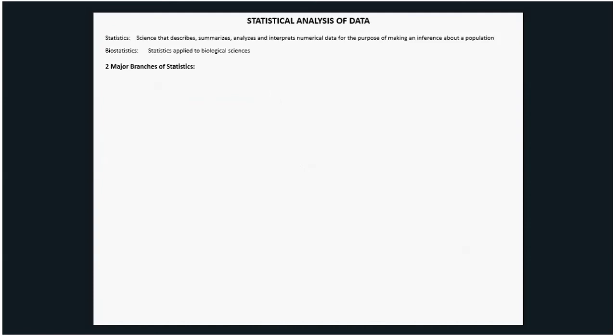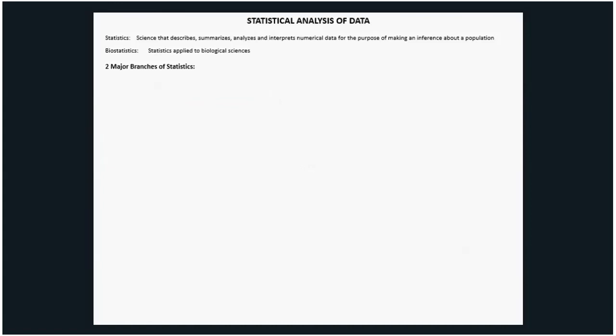So let's look at the statistical analysis of the data. How are we going to do this? When we talk about statistics, it's a science that describes or summarizes or analyzes, interprets this numerical data for the purpose of making an inference about a population. When we talk biostatistics, we're talking about biological sciences. That's where we're talking about diseases, cures for diseases, treatment, prevention, this type of thing.